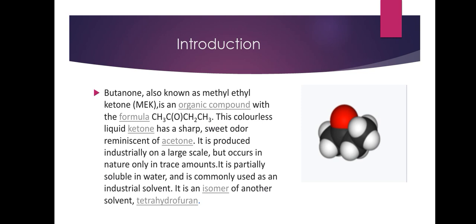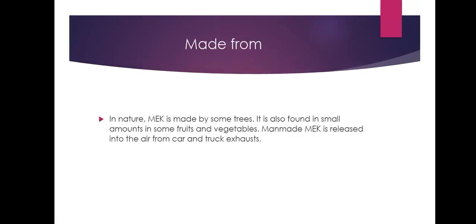It is an isomer of another solvent, tetrahydrofuran. Some other names of methyl ethyl ketone are ethyl methyl ketone, methyl acetone, and the IUPAC name of methyl ethyl ketone is butan-2-one. Naturally, methyl ethyl ketone is made by some trees.